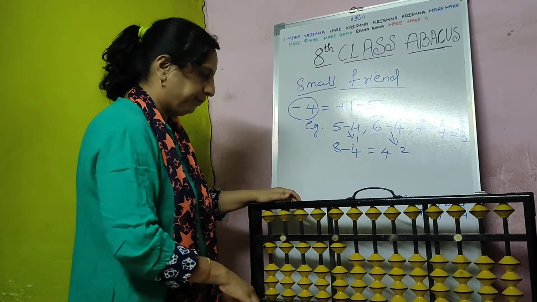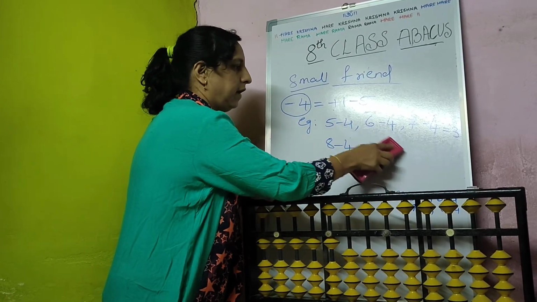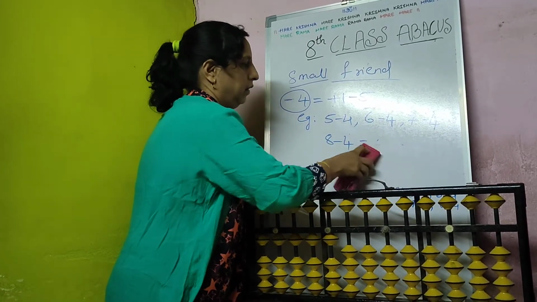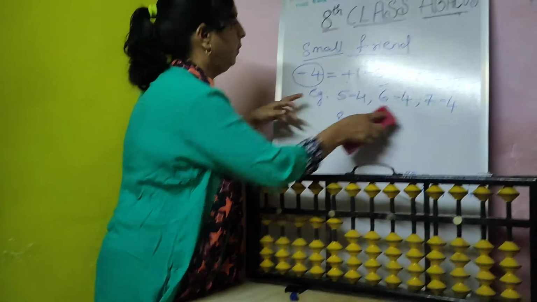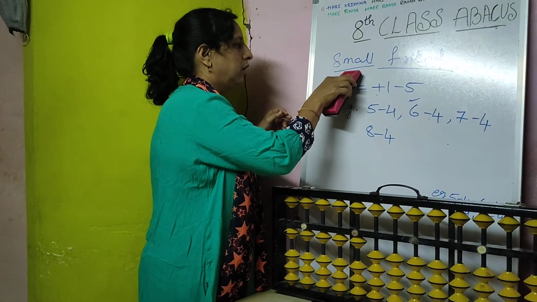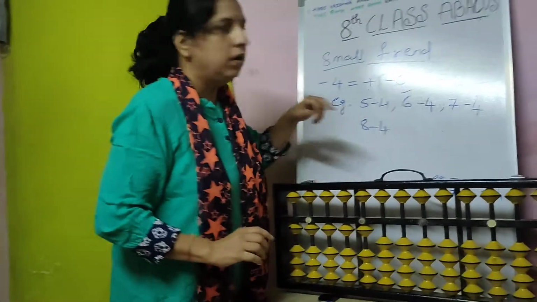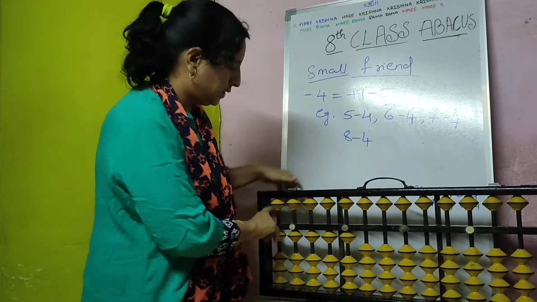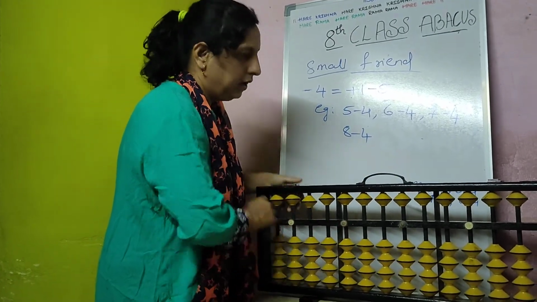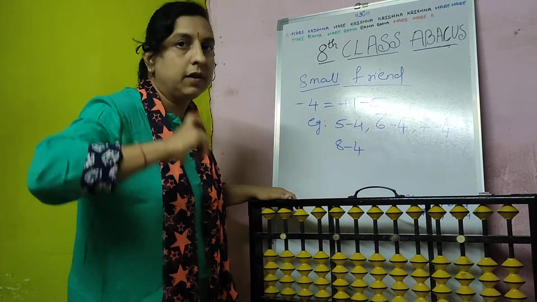Now these examples, I will rub these answers. How many examples are there for this minus 4? Children, how many? Tell me. 1, 2, 3, 4. 4 examples are there. First set 5, 5, 5, 5, 5 on the complete abacus. Then do minus 4. How to do minus 4? Plus 1 minus 5, plus 1 minus 5, like this.